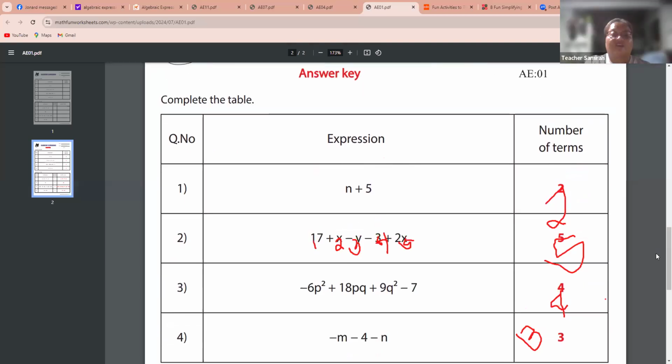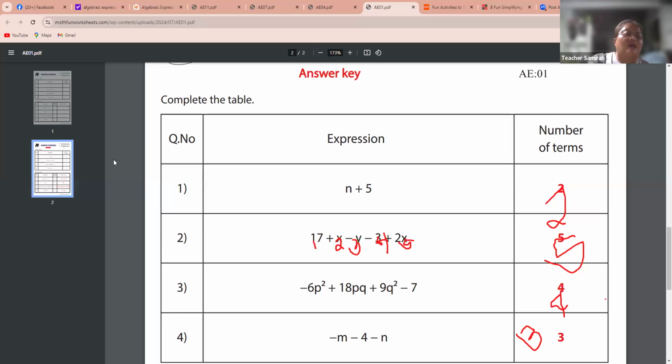Okay, look at this. For question number 1, the number of terms is 2, so we are correct about that one. For question number 2, the number of terms is 5. Very good. For question number 3, we got 4 terms, which is also correct. And for question number 4, the answer is 3. So everybody's answer is actually correct.